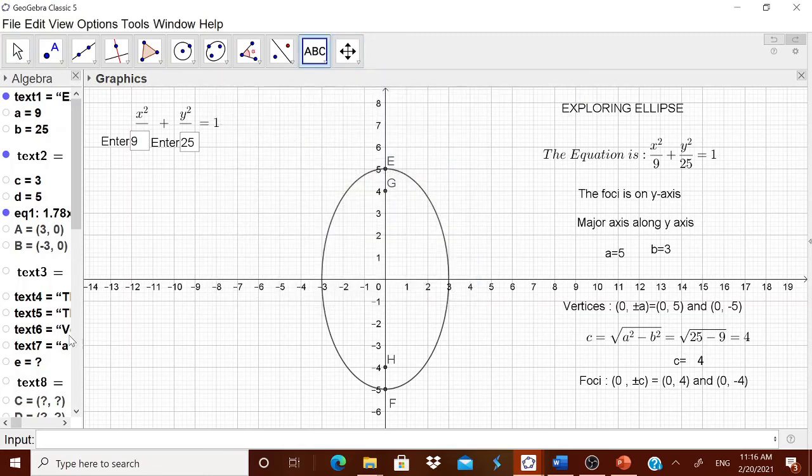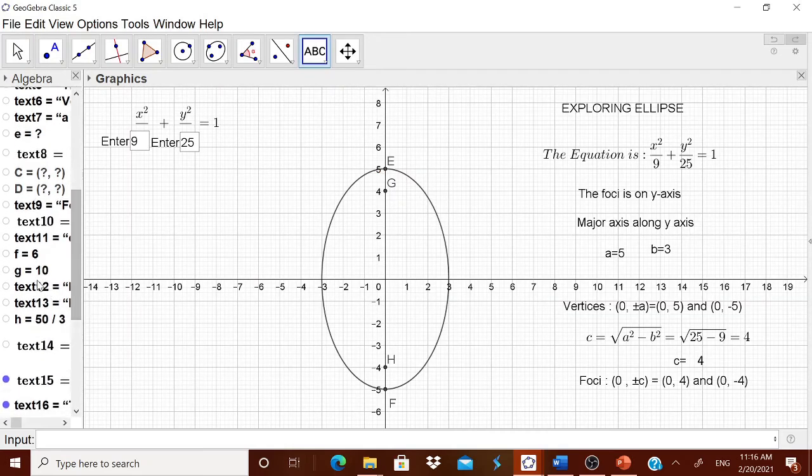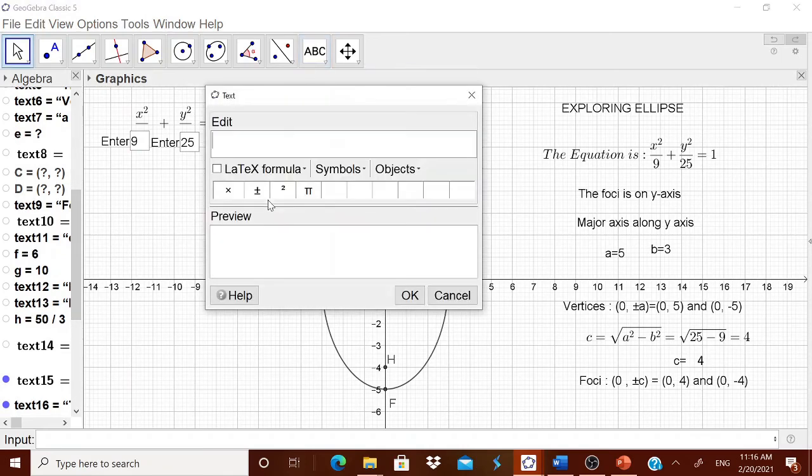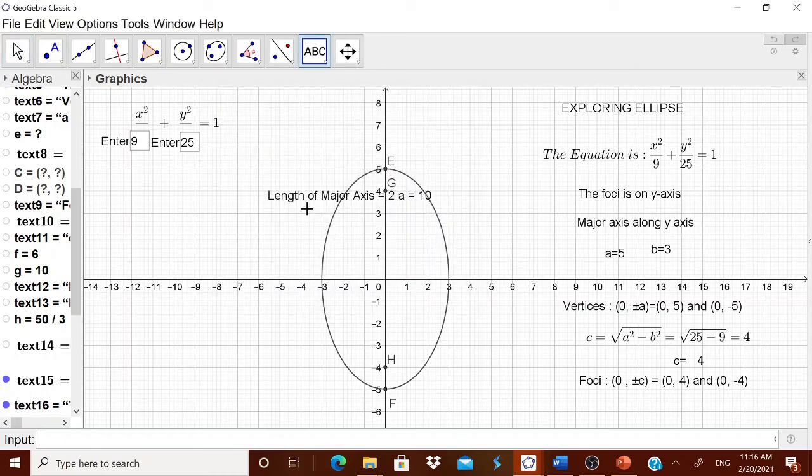Okay, I think we can go for it. You see here, the length of the major axis and minor axis, previously we had it as 6 and 10. Now you have to put it the other way. That's all, you have to remember that. Therefore, length of major axis is equal to 2A, which here is G. Therefore, you have to go for G. That's all. Finish. Okay, length of the major axis.